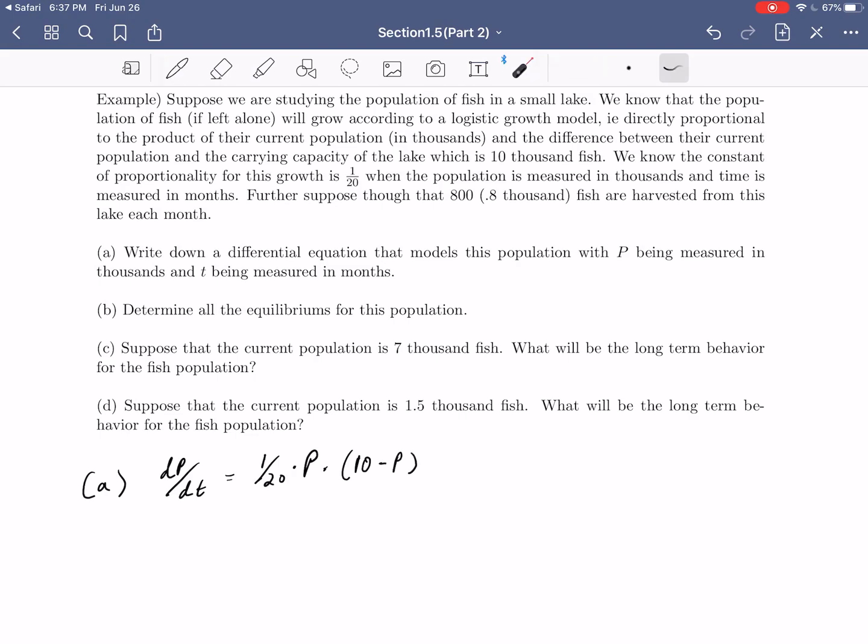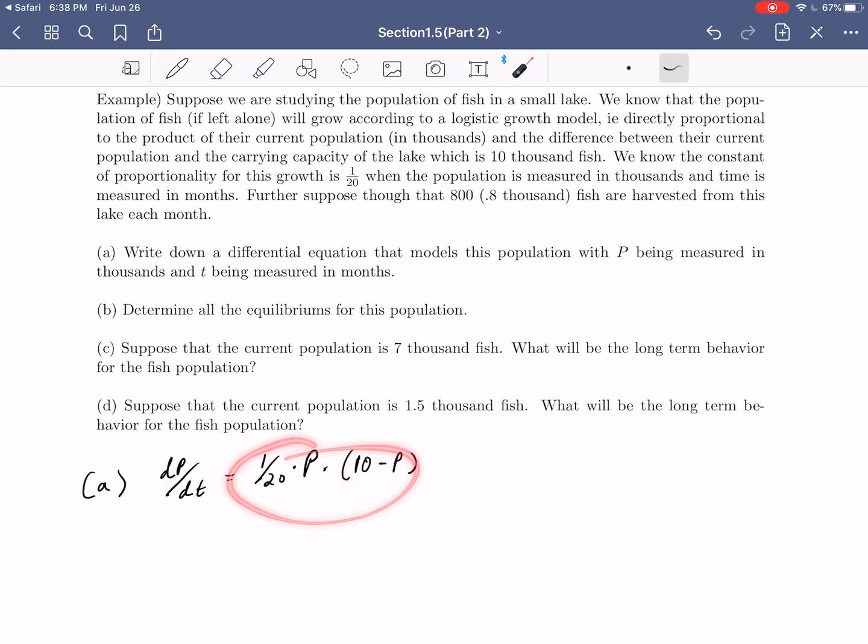And of course, notice we're doing 10, not 10,000, because we're measuring everything in thousands. Notice that this 10 minus P makes sense. If P is somehow over 10, if we're above the carrying capacity, then this will be negative, causing our population to decline. If P is less than 10, then we're below the carrying capacity. This will be positive, causing the population to grow.